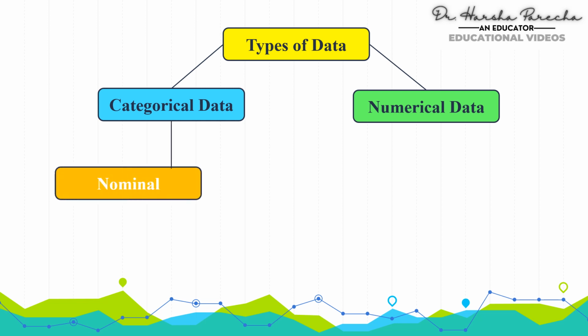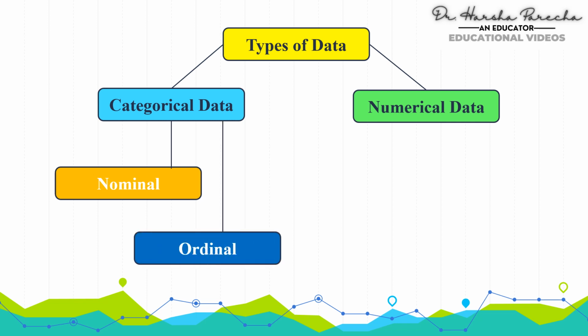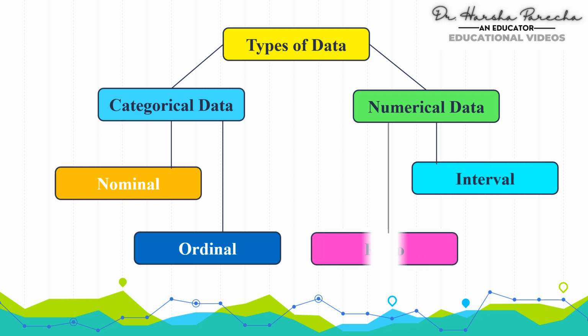Furthermore, categorical data can be divided into nominal data and ordinal data. On the other hand, numerical data can be divided into interval and ratio. Now let us go ahead and see each one of them in detail.